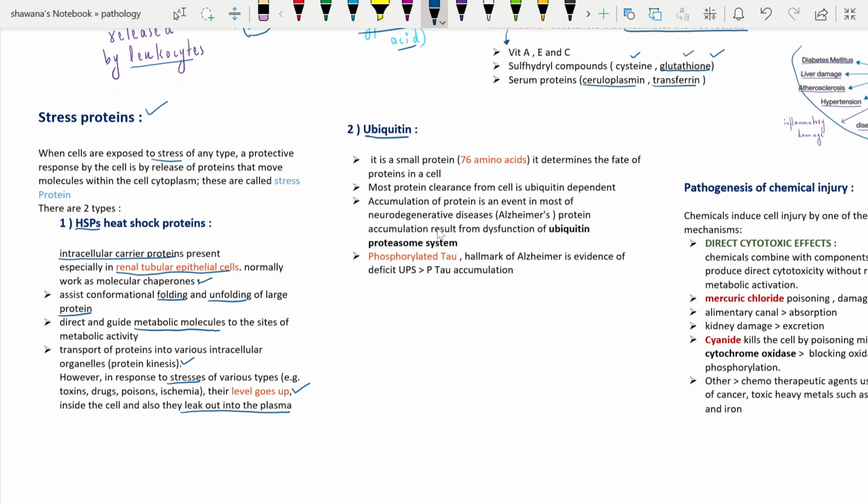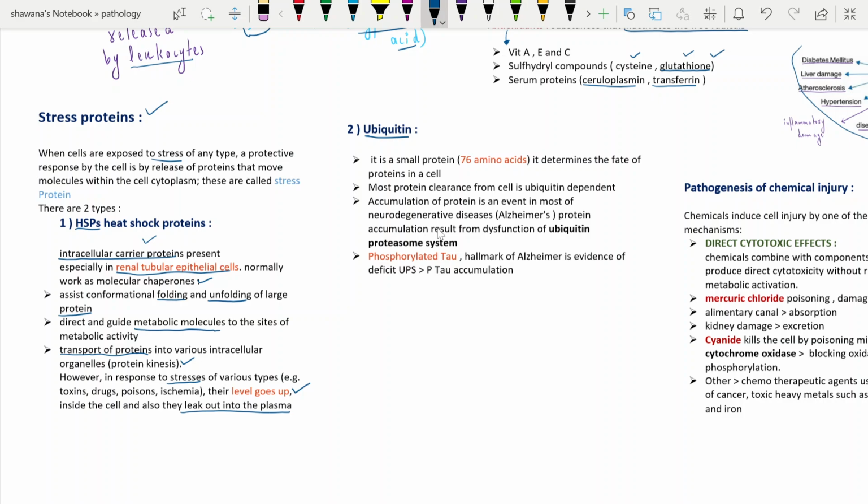Heat shock proteins, what are they? They are intracellular carrier proteins. They work as molecular chaperones. They assist the folding and unfolding of proteins. They guide the metabolic molecules to the site of activity, and they cause the protein kinases, the transport of proteins. But in response to the stress or various insults, their level goes up and they leak into the plasma.